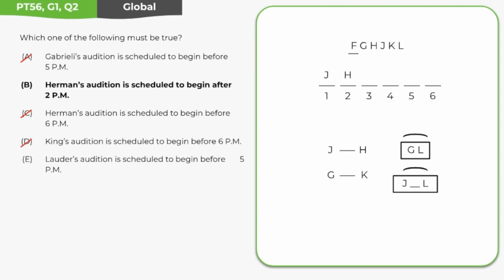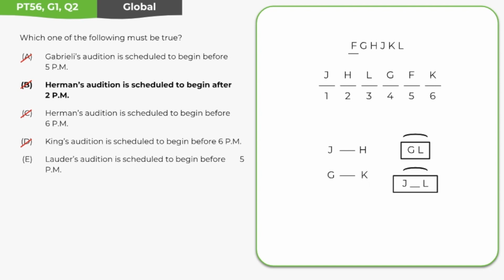And J and L are going to be separated by 1, so L will go third. And then G and L need to be consecutive, so G would go fourth. And then G needs to precede K, and F needs to go in there somewhere, so K and F can basically just fold into 5 and 6. Let's test this hypothetical against the rules. J is before H, that's true. G is before K, that's true. G and L are consecutive. J and L are separated by 1. So this hypothetical works. Does H need to begin after 2? No, we just showed that it could begin at 2.